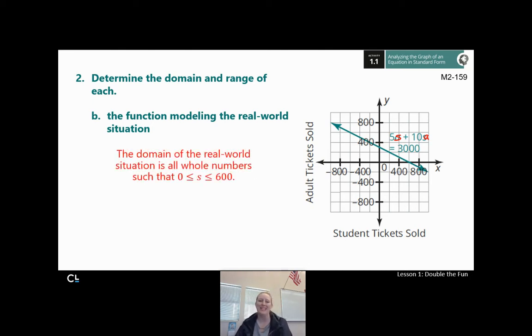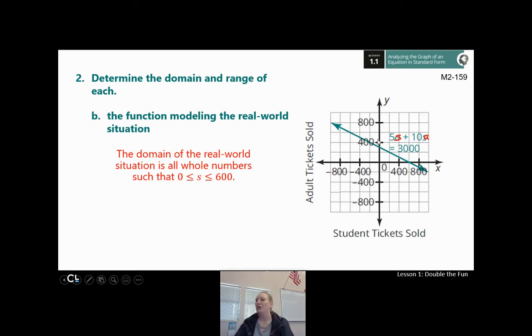So my domain is all whole numbers that are between 0 and 600. I can sell 0 student tickets. I could sell 600 student tickets. I could sell anywhere in between that, but that's it. And it also has to be whole numbers, right? I can't be selling 2.5 tickets. That doesn't work. You sell a ticket or you don't.